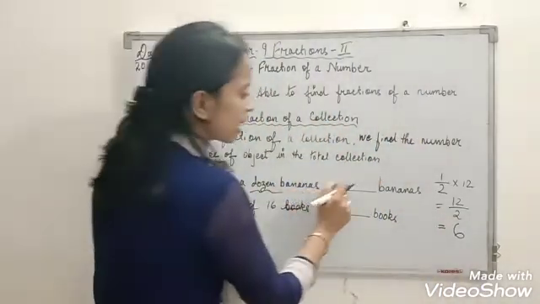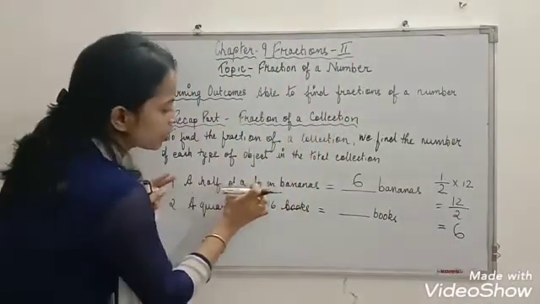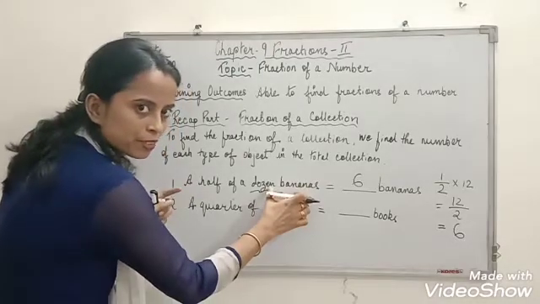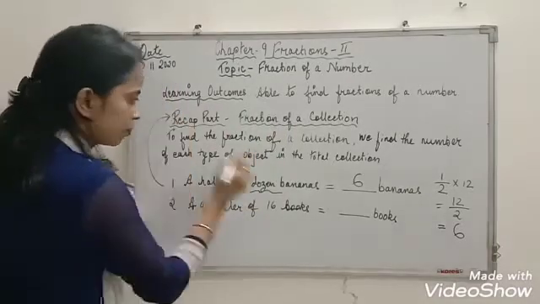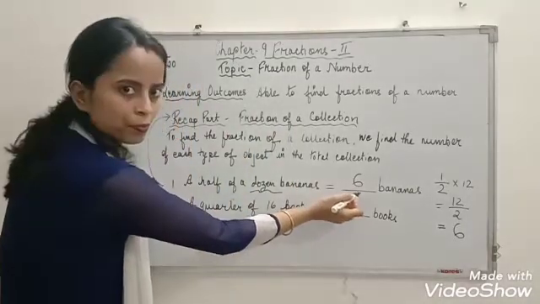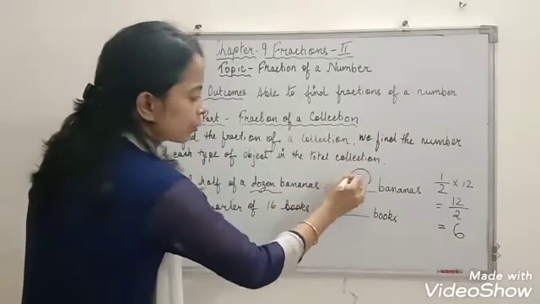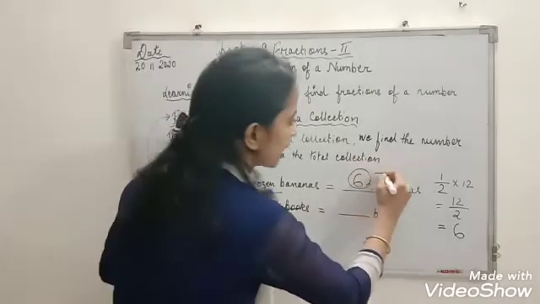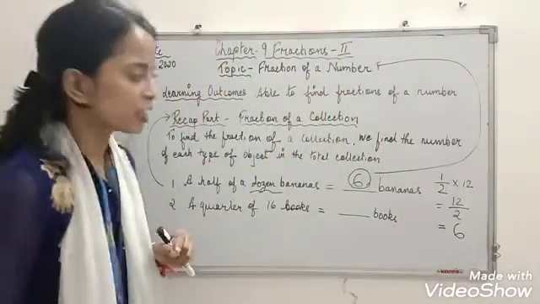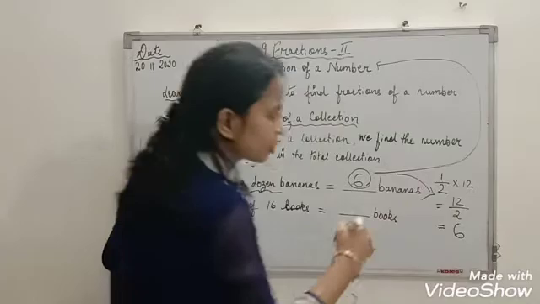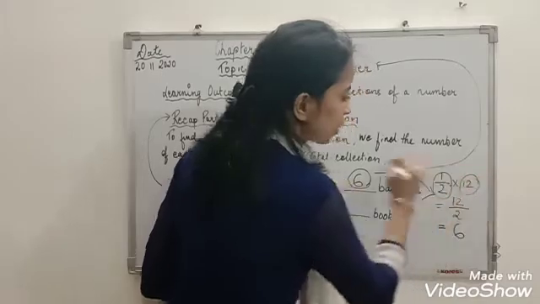Half of a dozen bananas equal to 6 bananas. Here you see fraction of a collection. Alright, fraction of a collection. We find the number of each type of object in the total collection. We got 6. And this relates to what? We are going to do fraction of a number. So this is how we find out the fraction of a number. Fraction 1 by 2, number is 12.